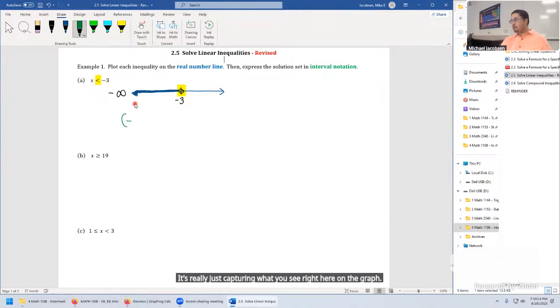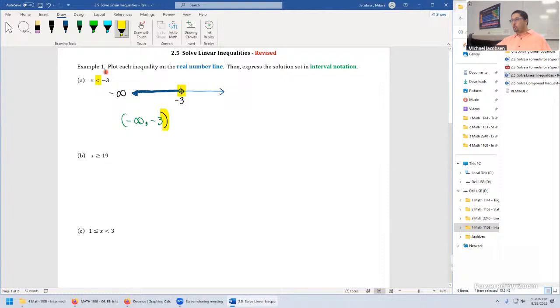We'll go from a parenthesis, negative infinity, comma. Instead of shading a line, we'll just put it down as a comma. We're saying we're going to the left forever if we're putting negative infinity, and then we're going right all the way up to -3. And then we put another parenthesis on this end right here. Watch the yellow highlighting. If it's strictly less than, we use an open circle, which corresponds to a parenthesis, and it'll be slightly different on part B.